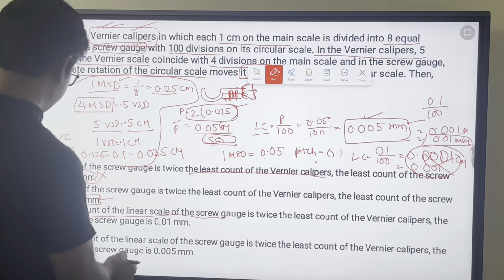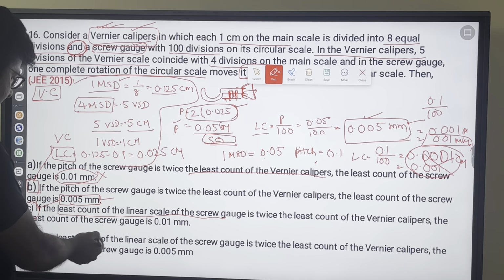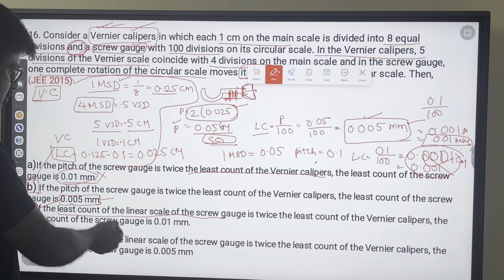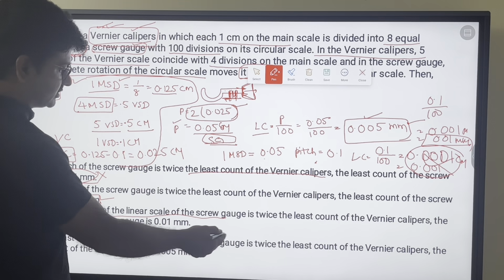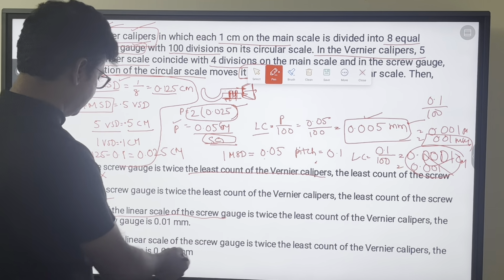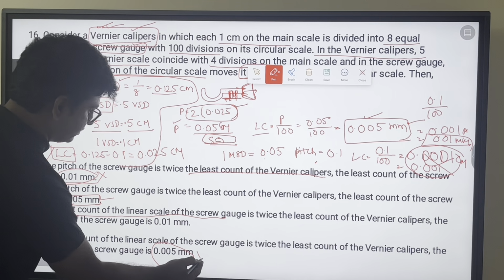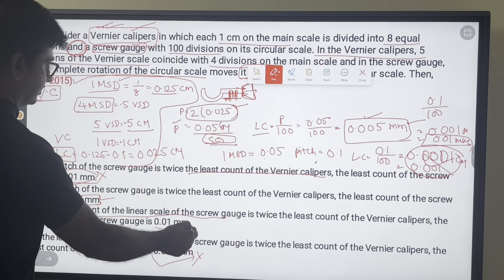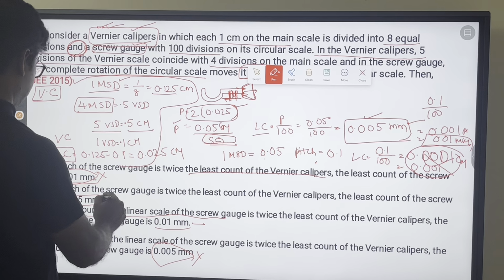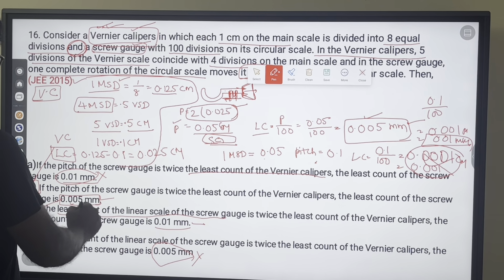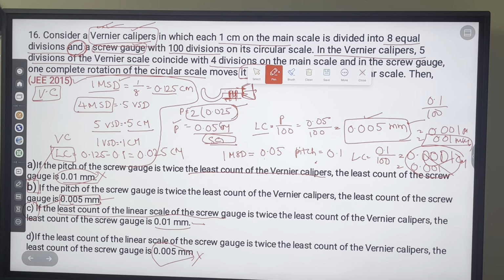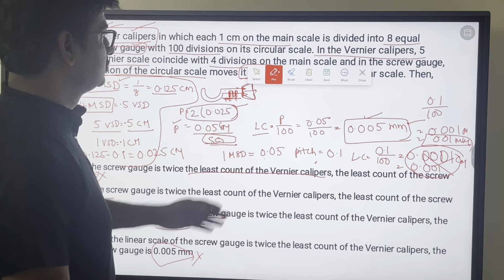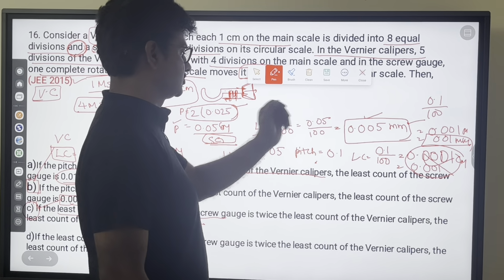So both B and again D, if you look at D, is the least count of the vernier scale, that is one division on the linear scale of the screw gauge is twice, same option again. So here it is given as 0.005, wrong. So 0.01 is the correct option. B and C are the right options. So this question has multiple options.